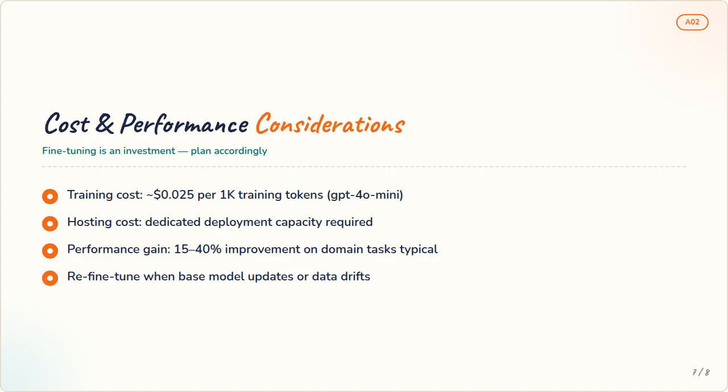Fine-tuning GPT-4o Mini costs about $0.025 per 1,000 training tokens. Budget for dedicated hosting capacity. Fine-tuned models can't run on shared deployments. Expect 15 to 40% improvement on your specific task. Plan to re-fine-tune when the base model updates or your data distribution changes.